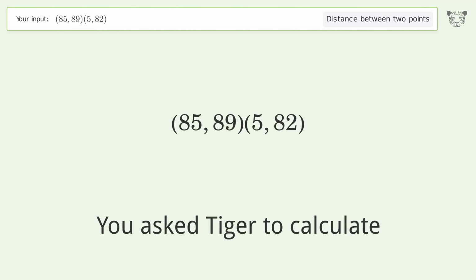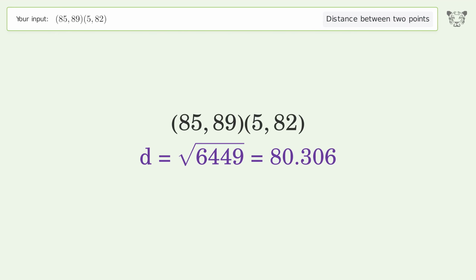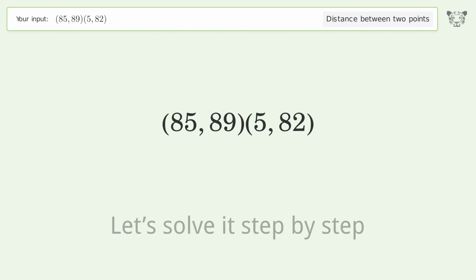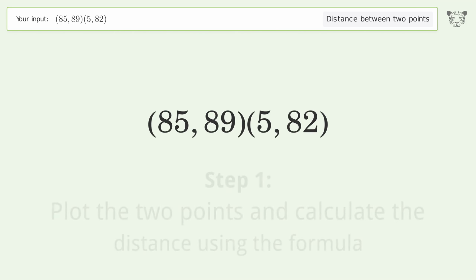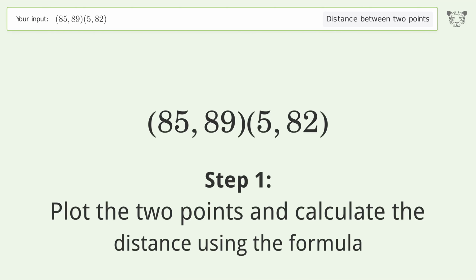You ask Tiger to calculate. This deals with the distance between 2 points. The distance between the 2 points is the square root of 6,449, or 80.306. Let's solve it step by step. Plot the 2 points and calculate the distance using the formula.